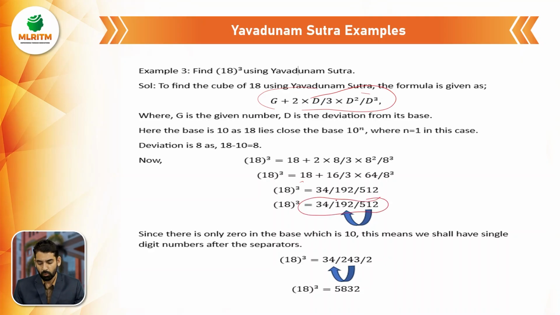This is one more important point. If there is a single zero in the base, that means after this separator there should be single digit numbers. If there are more than single digits, for example 2 digit numbers or 3 digit numbers, then we have to move those numbers to the left and add them to the number, and in this way we can find the cube of numbers. This is all about Yavadhanam Sutra. You can use this sutra to find the cube of any number in Vedic mathematics.